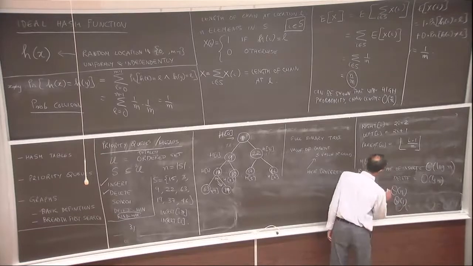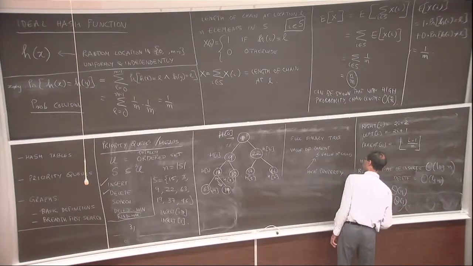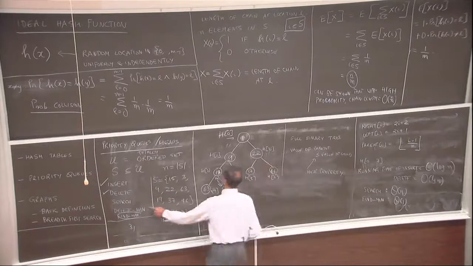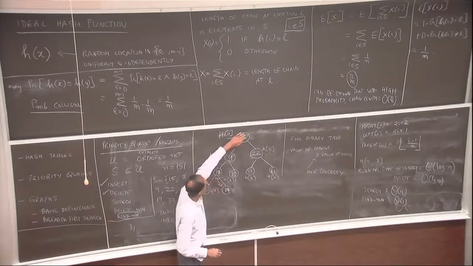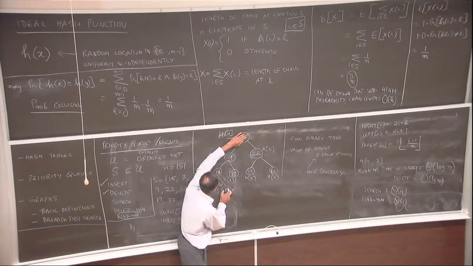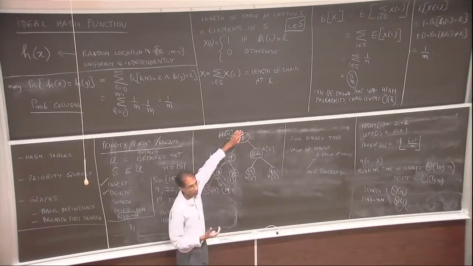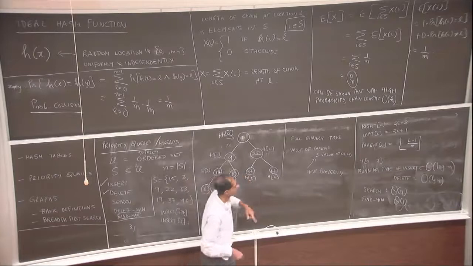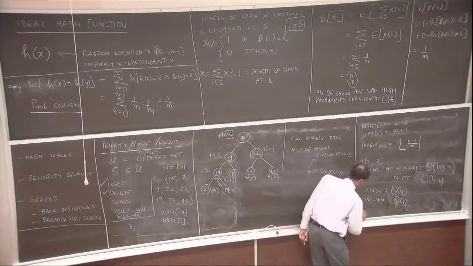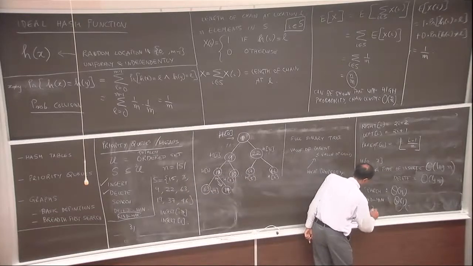And what about extract min or delete min? Delete min will require you to look this up and delete it. But deletion would mean you move something from here to the top and then fix it. And that will take possibly log n time. So delete min will also take log n.